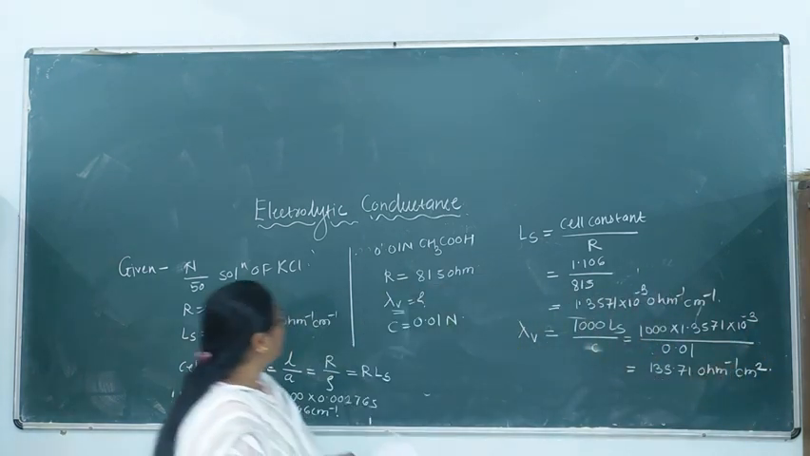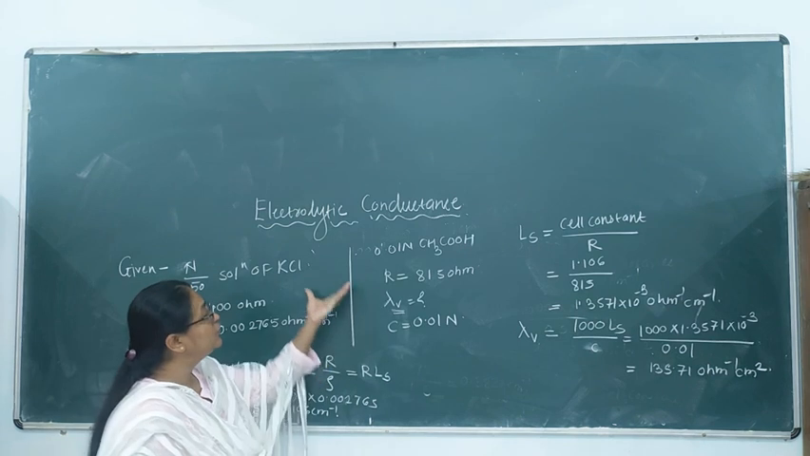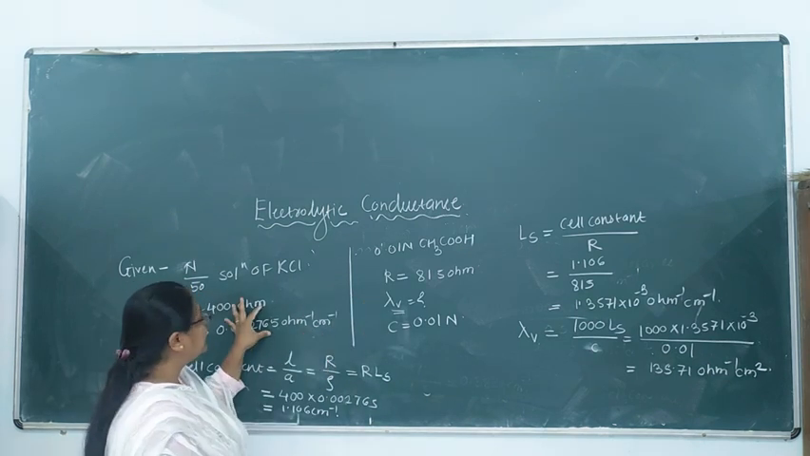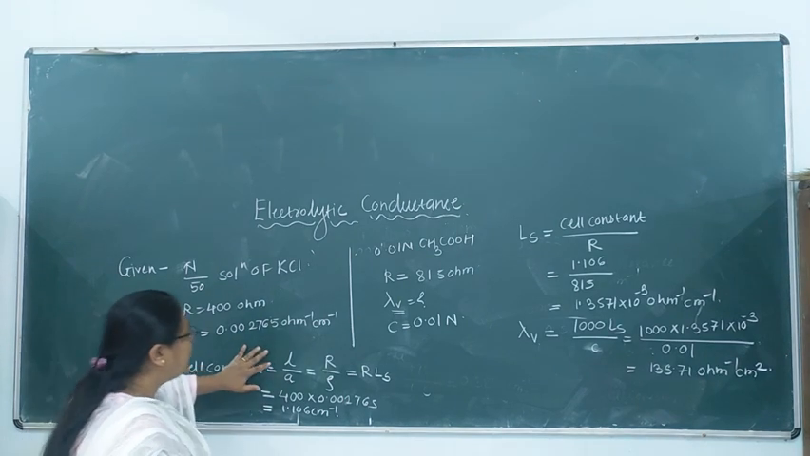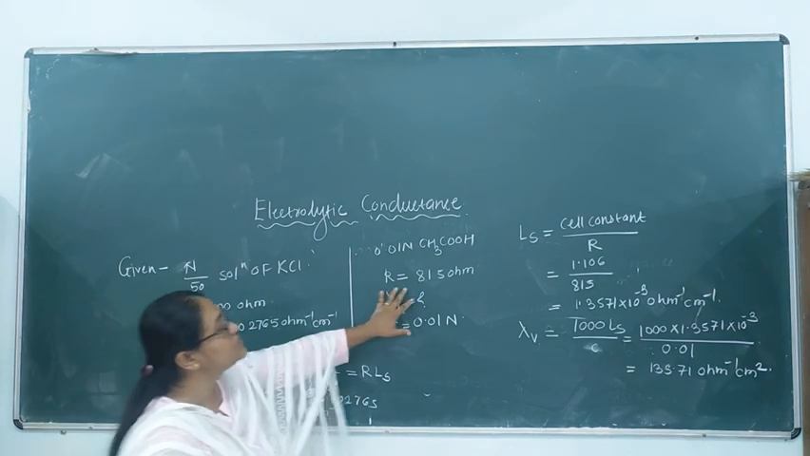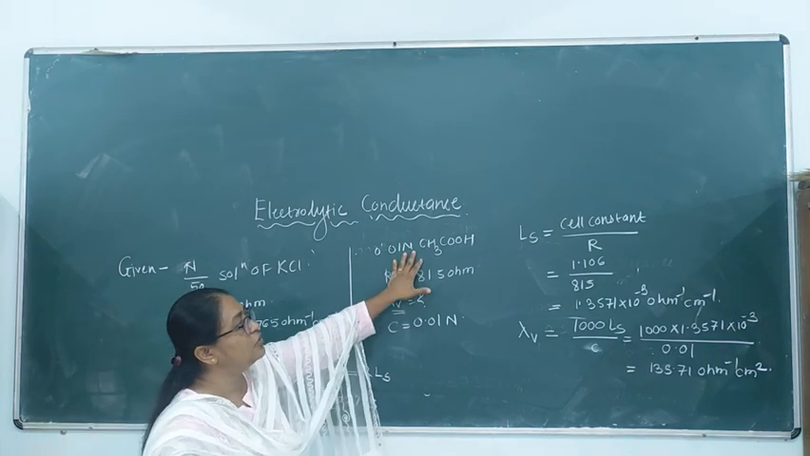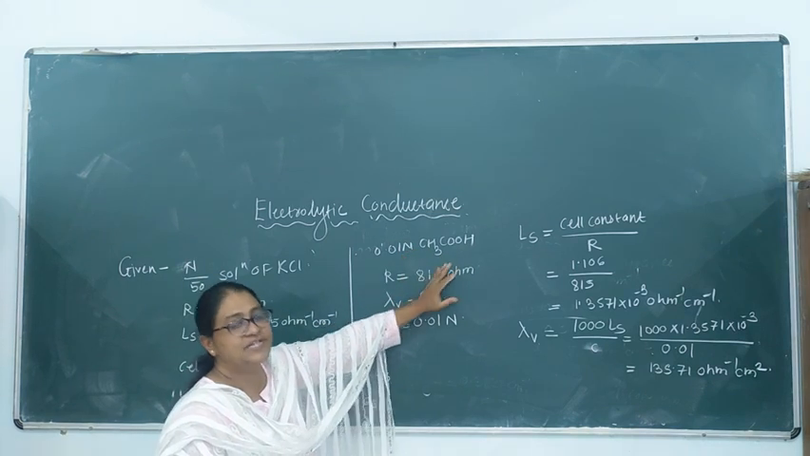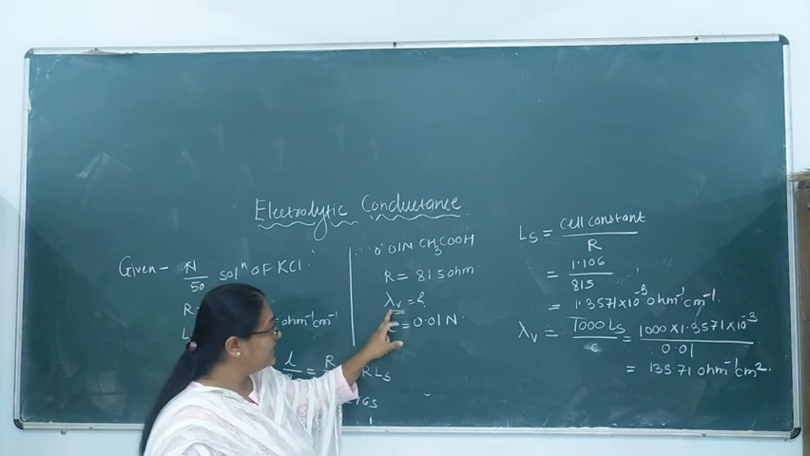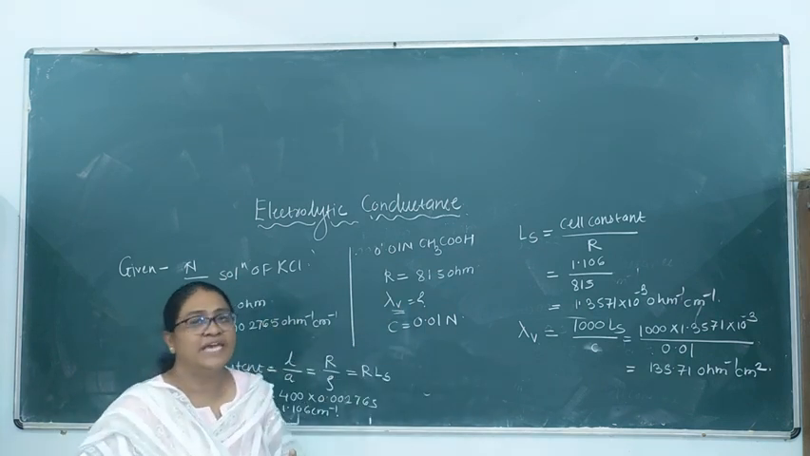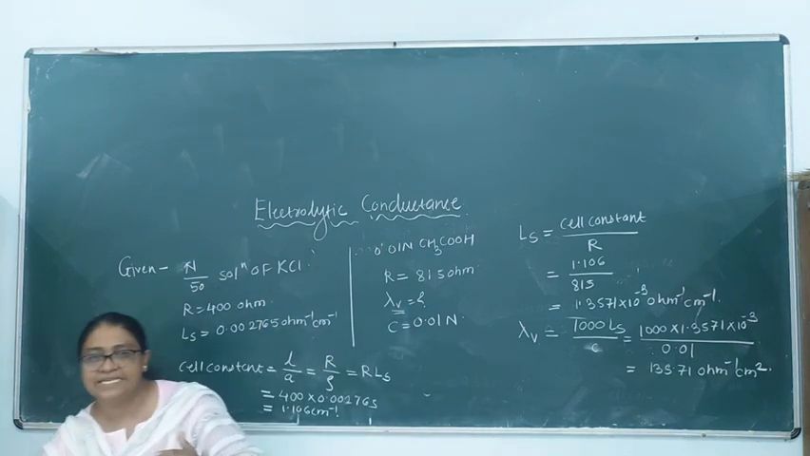So this is how we have given the data related to two solutions, but this data specifically is given to calculate cell constant, and the same conductivity cell is used to measure the resistance of 0.01 normal acetic acid. So cell constant has not changed, only the conductivity will change, and the equivalent conductivity we have calculated. Rest of the problems we will see in the next lecture.